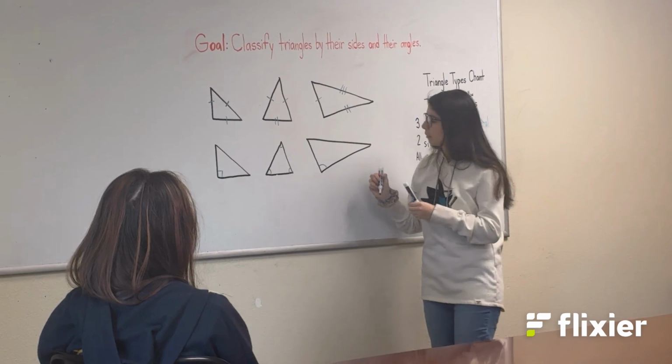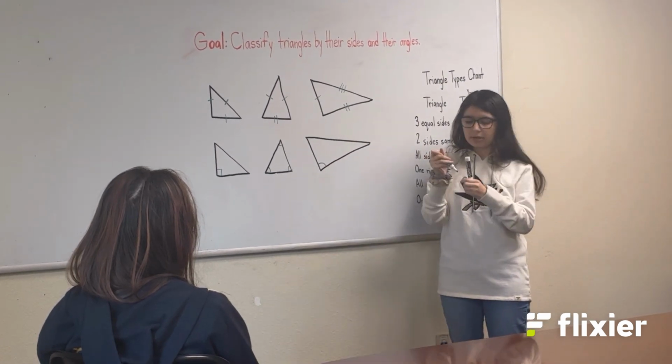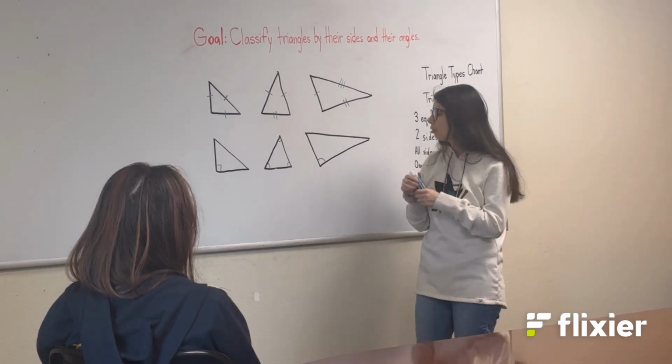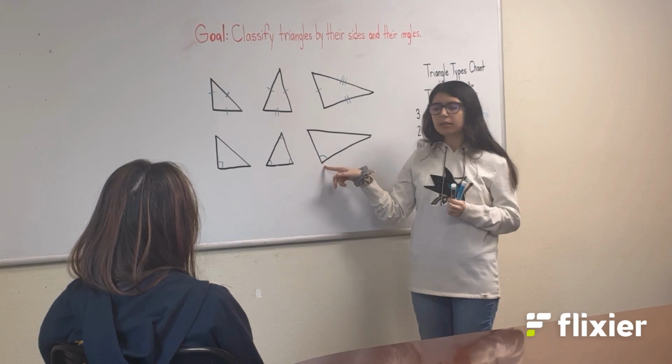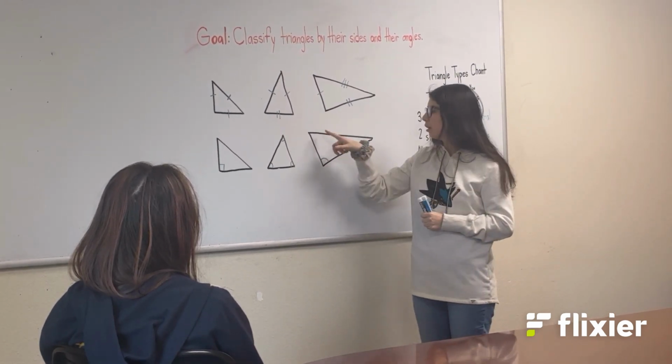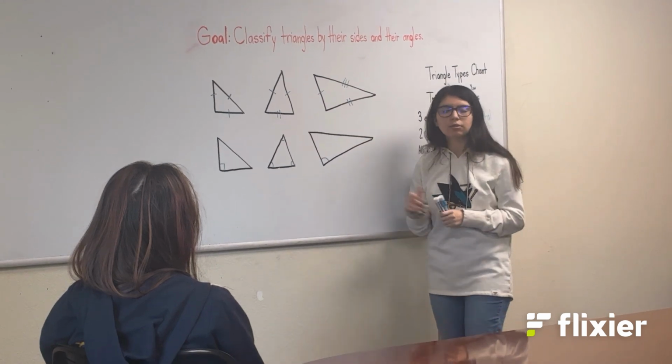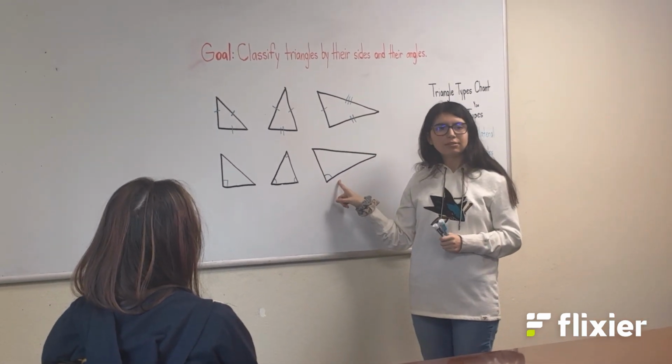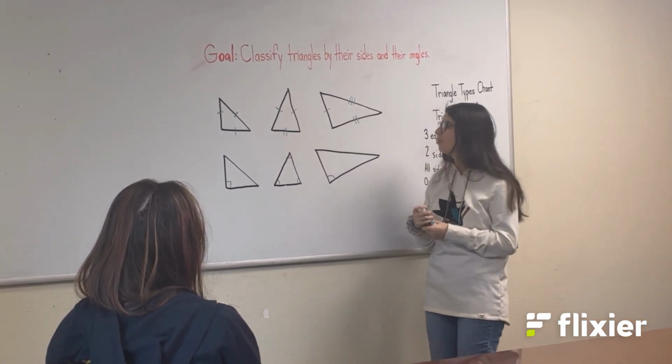All right, and then our last triangle here, I want to focus specifically on this angle right here. Now, this angle right here is a little over 90 degrees. An obtuse triangle has one angle that is over 90 degrees, and then the other two angles are less than that. So what kind of triangle is this? Obtuse triangle. Obtuse triangle, yes, perfect.